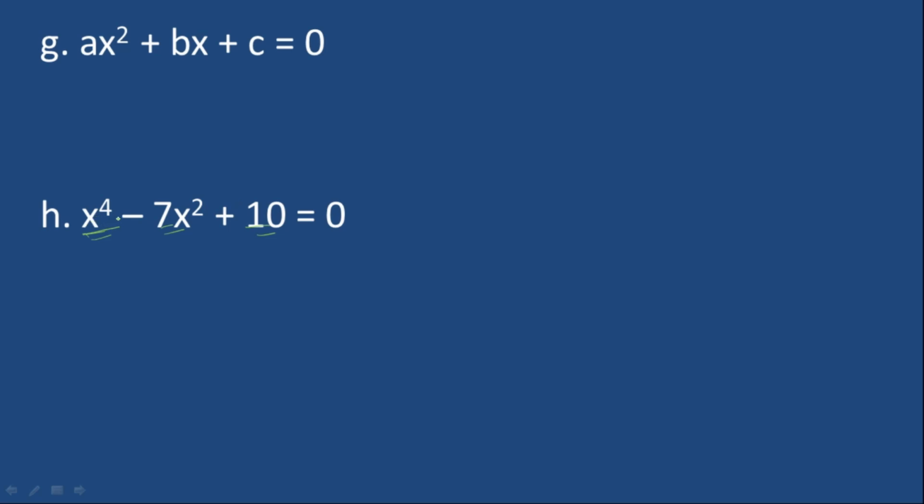This means x to the power of 4 minus 7x squared plus 10 is equal to 0. We have learned the exponent should be 2 and this should be 1, but in this context this becomes 4. So we can decompose it like this: (x squared) squared minus 7x squared plus 10 is equal to 0. We can take x squared as a variable. Let x squared be equal to y first.